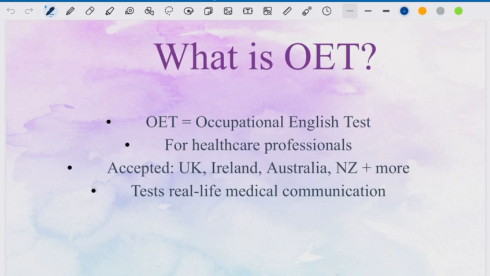OET is Occupational English Test. It's designed specifically for healthcare professionals like doctors, pharmacists, and others. It's accepted by GMC in the UK as well as Australia, New Zealand, Ireland, and several other countries. Unlike general English tests like IELTS, OET focuses on real life medical communication, the kind of English you'll actually use with patients and colleagues.